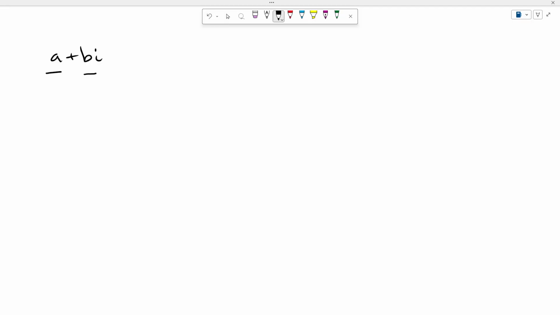So let's just take a look at a couple examples. And for these, just like we'll normally see, let's make sure we write our answer in standard form for a complex number, a plus bi. So let's try 9 plus 6i, and we'll be subtracting negative 4 plus 2i.